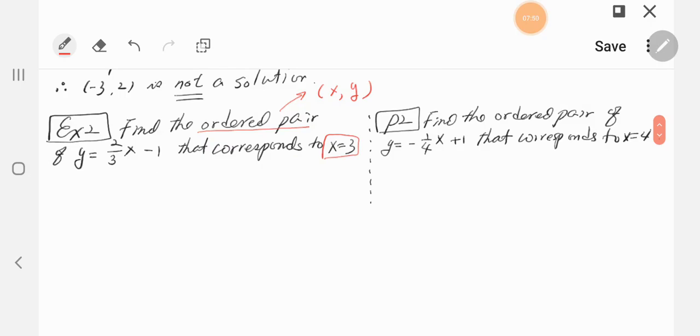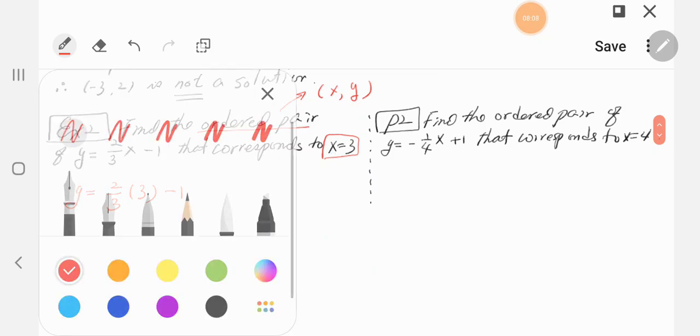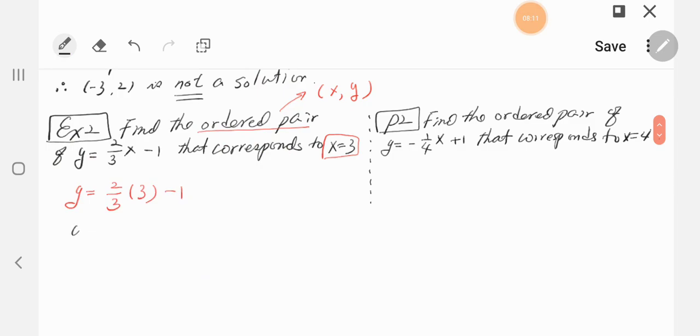So let's plug in 3 for x. So y is equal to 2 over 3, and then x is what? 3, right? Just plug it in here and then find y. Okay, once we simplify this, the 3 cancels out, 2 minus 1, so y is equal to 1. So this is the y coordinate when x equals 3.